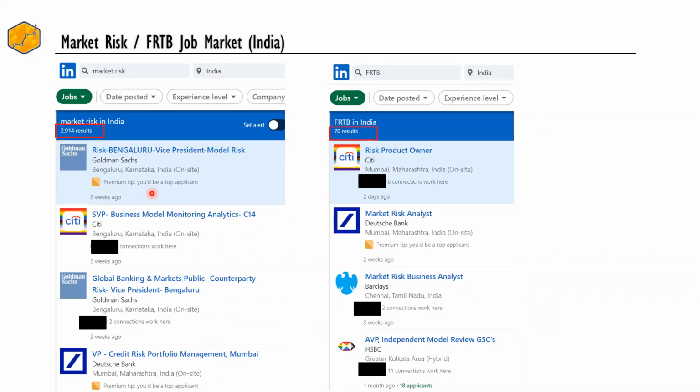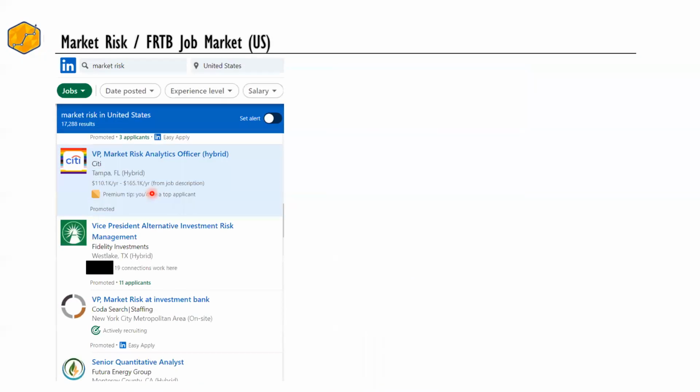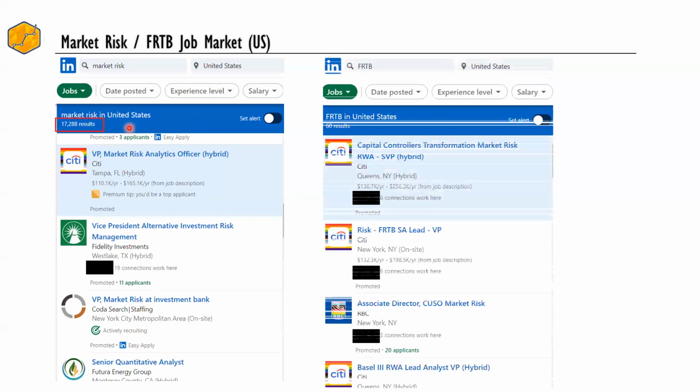And if you are thinking of abroad, just in the United States, I am based out of the US, there are close to 17,000 open positions in market risk. If you type FRTB, you get 60 results. But as I said, all of these market risk profiles require you to pretty much know the latest standard. That's the job scene. I don't have to tell you that market risk is hot in the job market.